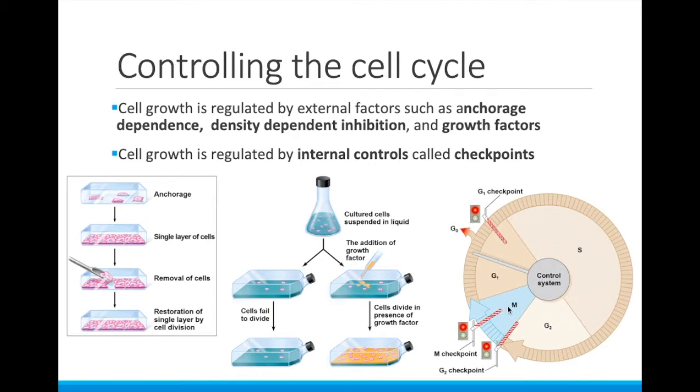And this is the M checkpoint. The M checkpoint happens during metaphase, and it just checks to make sure that everything's lined up in the middle correctly and that the cell is going to divide in half correctly.